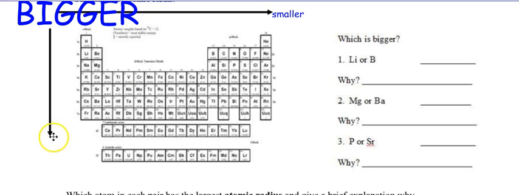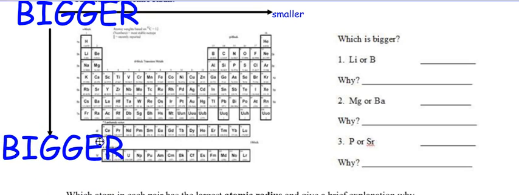Well, what happens down here? I get more shells. So these are your biggest. What about as you are at the top? They're your smallest. So in general, what element do you think is your smallest element overall? If you look, it's smaller over here, and on top it is helium. And by golly, you're right, it is helium.